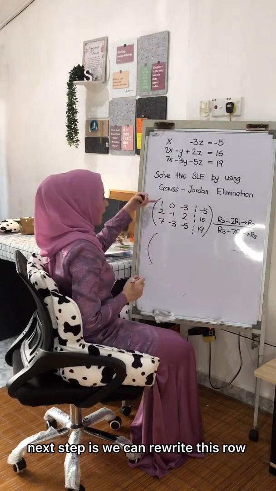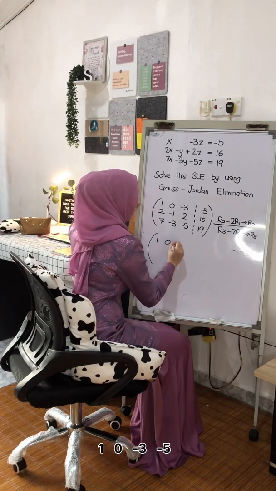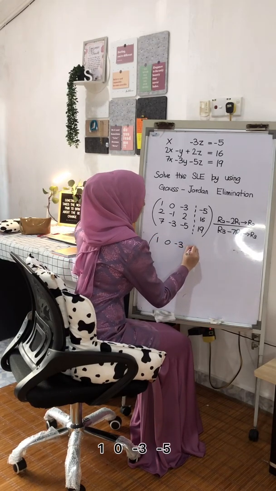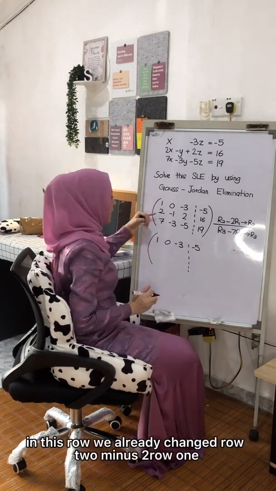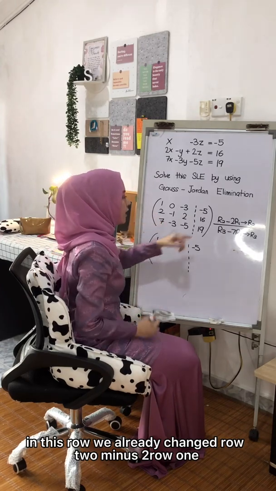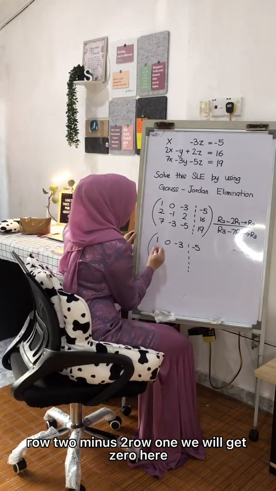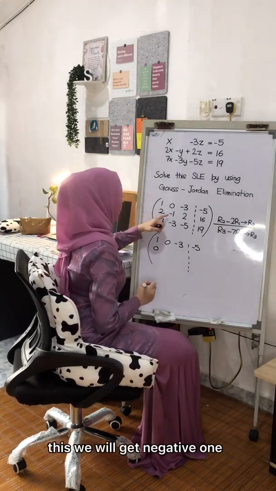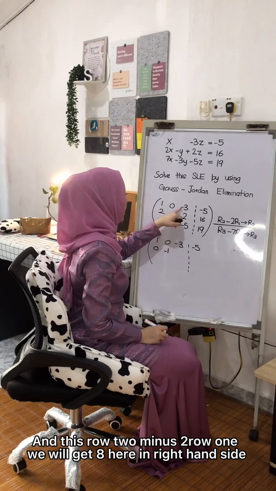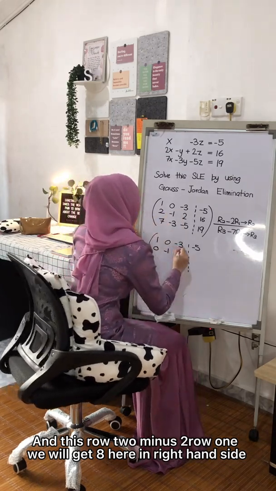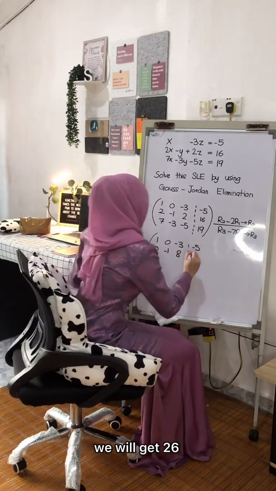Next step is we can rewrite this row 0, 2, negative 3, negative 5. In this row, we already changed row 2 minus 2 row 1. Row 2 minus 2 row 1, we will get 0 here. This we will get negative 1. And this, row 2 minus 2 row 1, we will get 8 here. On the right hand side, we will get 26.